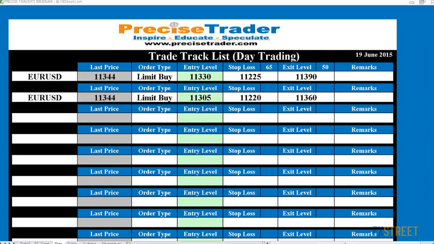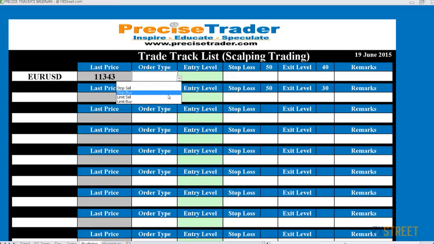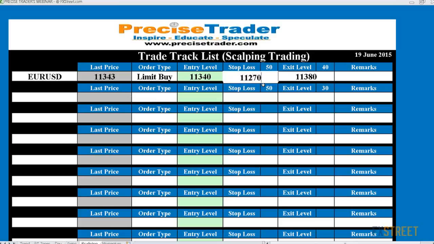So if I'm a scalper, what I do is I want to enter at 113.40. My stop loss is 112.70, and probably my exit is 113.65 or 60. So this is 20 pips. So what will happen? Let me show you the chart, then you can visualize, because I'm just showing you with the system, and you may not get convinced.